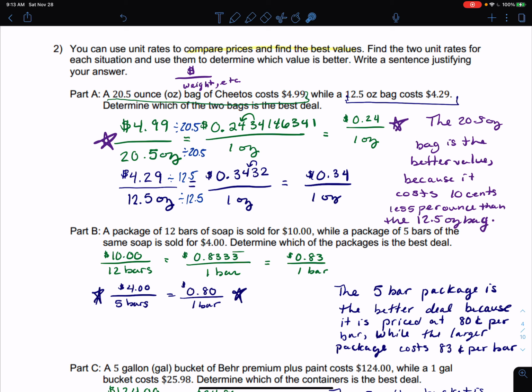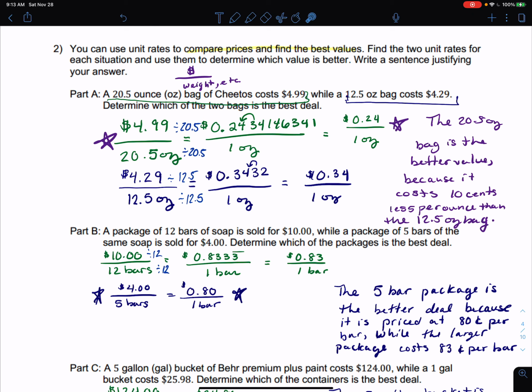If we look at part B, it says a package of 12 bars of soap is sold for $10, while a package of 5 bars of the same soap is sold for $4. Determine which of the packages is the best deal. So if we focus in on the first part of the sentence, we have the $10 per 12 bars. Then we divide by 12, and we get that 0.83 repeating over 1. So because that 0.83 repeating is money, I'm going to round it to the nearest cent, which tells me that it's about 83 cents per 1 bar.